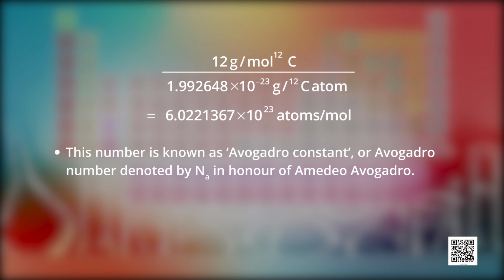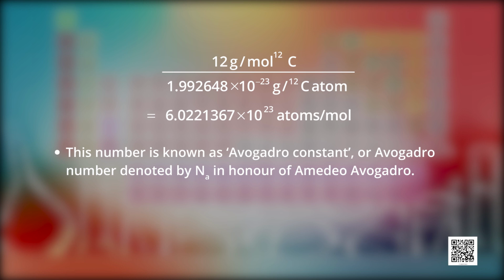The number of atoms in it is equal to, as you can see on the screen, 12 gram per mole of carbon-12 upon 1.99268 multiplied by 10 raised to the power of 23 gram per carbon atom. Now we will get it is equal to 6.0221367 multiplied by 10 raised to the power of 23 atoms per mole.